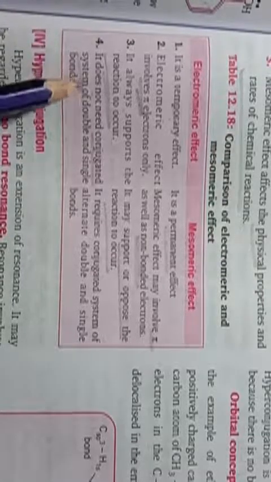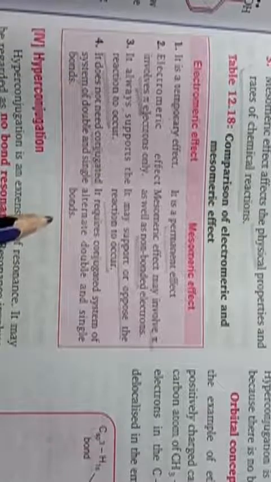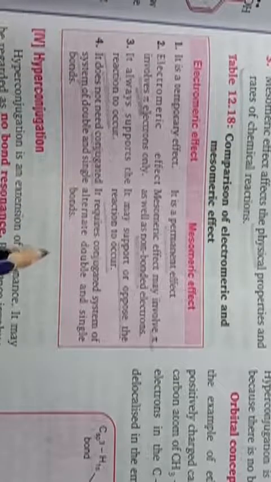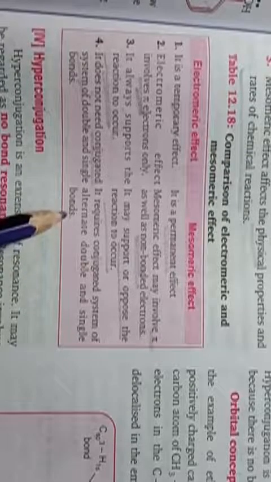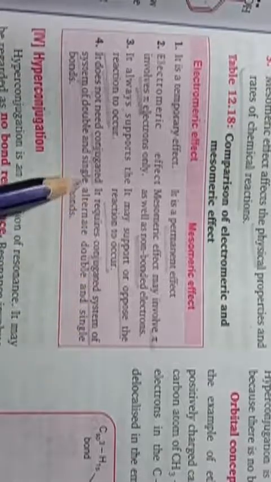Conjugated system means the system of pi electrons in alternate positions, or a system of pi and lone pair electrons in alternate positions. Such systems are known as conjugated systems, as present in the benzene ring. It requires a conjugated system of alternate double bonds and single bonds.